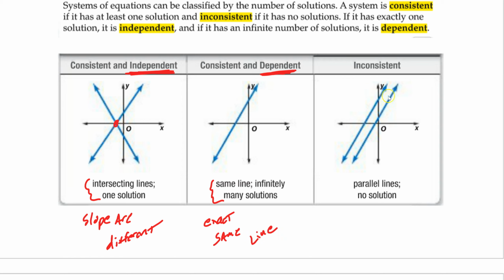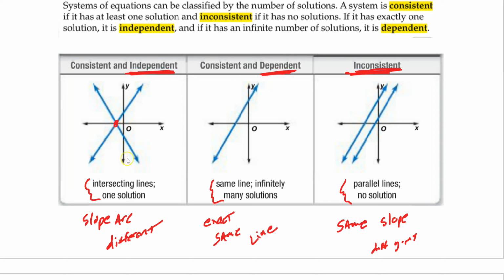And then we have the ones where they don't cross. We call that inconsistent because we have no solution. Inconsistent. So that's when they don't cross at all. So they're parallel lines. They have no solution. So the easy way to tell this is when you have the same slope. Now same slope, but they can't be exactly the same. So they're going to have different y-intercepts. Just the same slope.